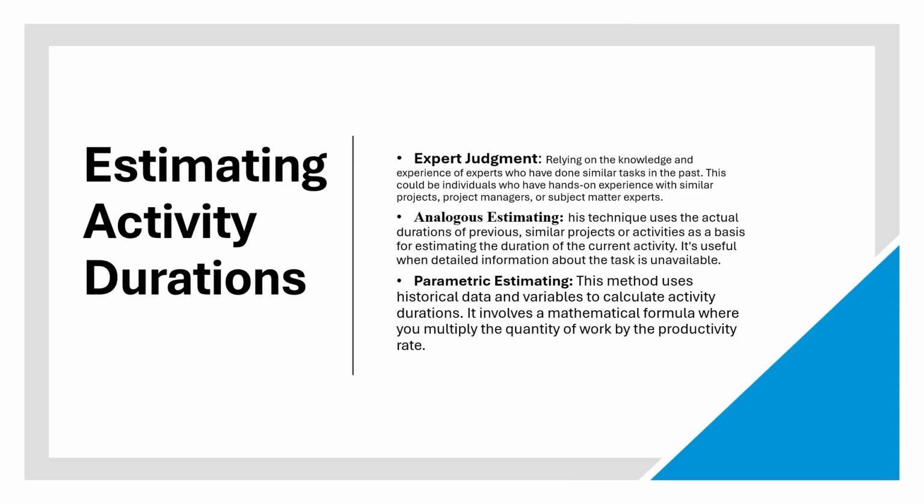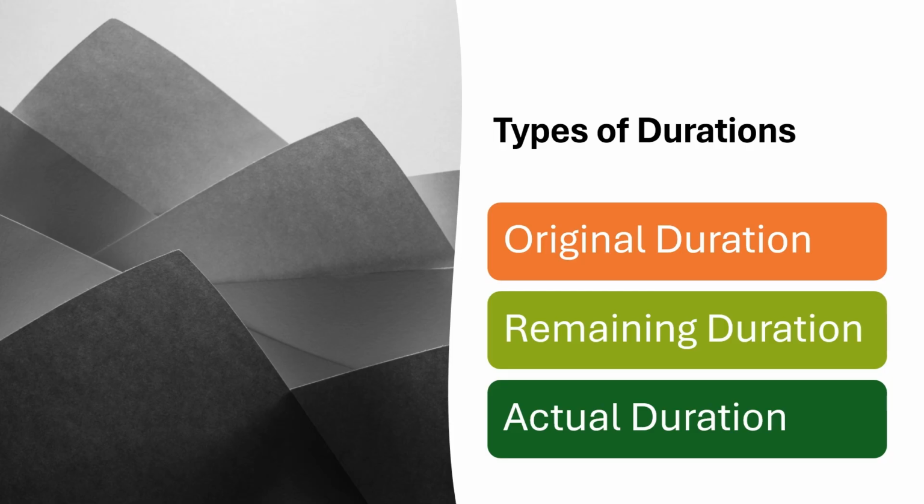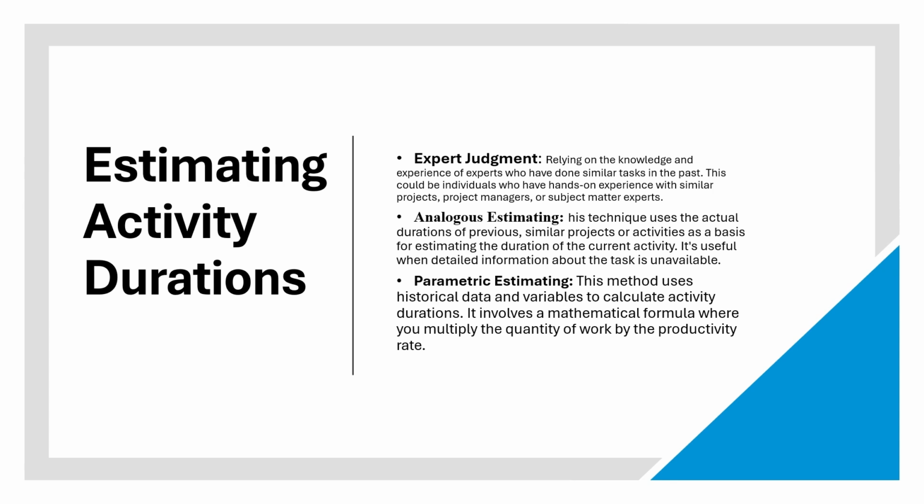Now, how to estimate activity duration? We discussed original duration, and how to estimate it. There are more than three, four, five types by which we can estimate activity duration. First one is expert judgment. Someone has 10 to 25 years, 30 years of experience in planning, then he can assume that this activity will take this much time. He has a lot of knowledge and experience, so he can assign a duration to the activity.